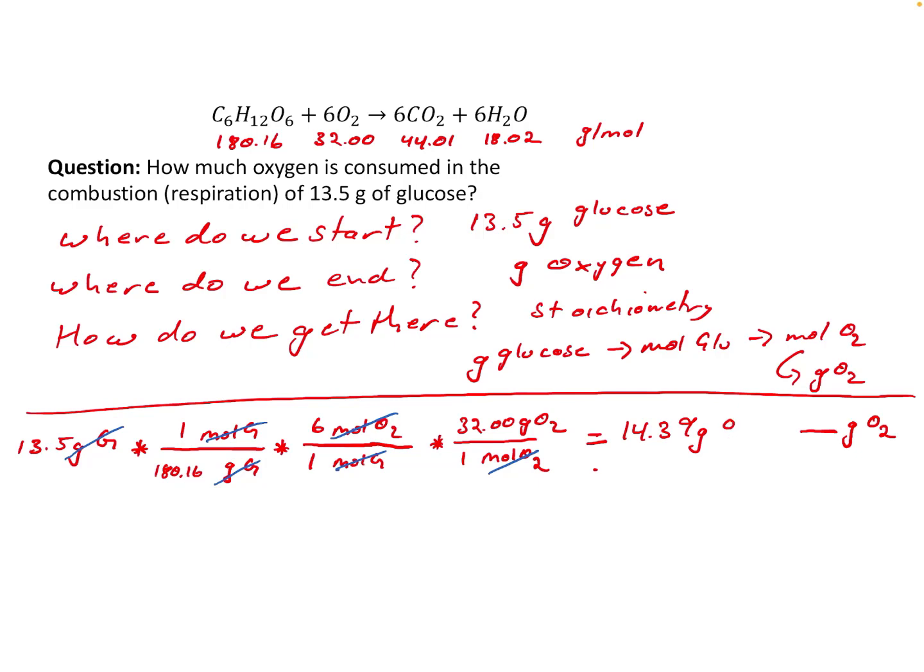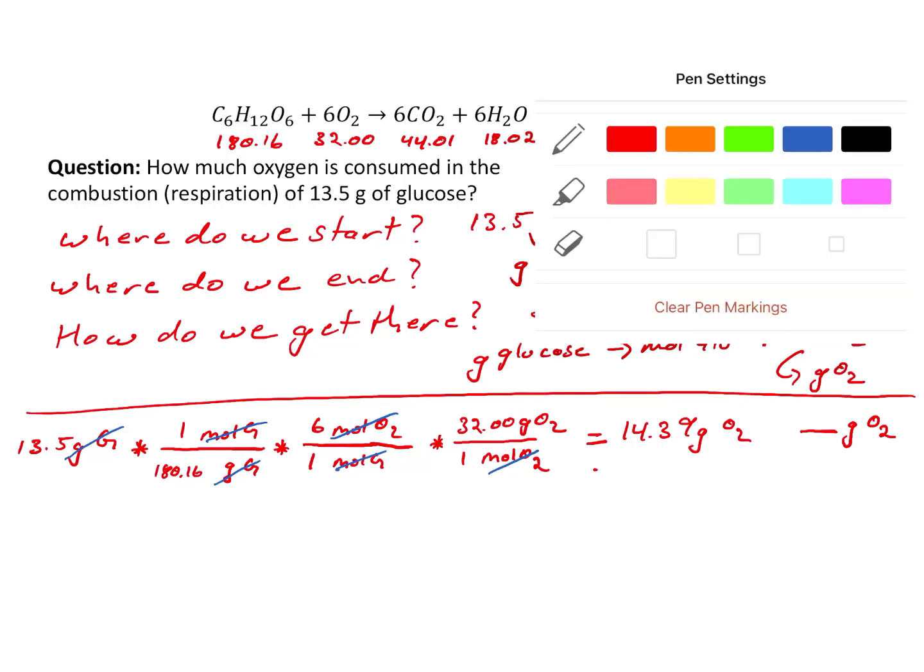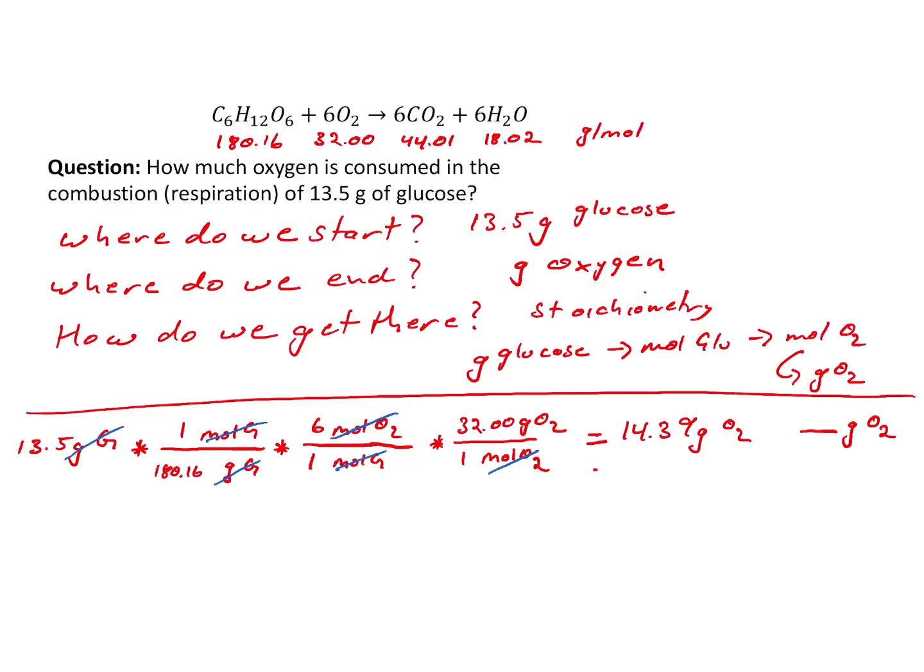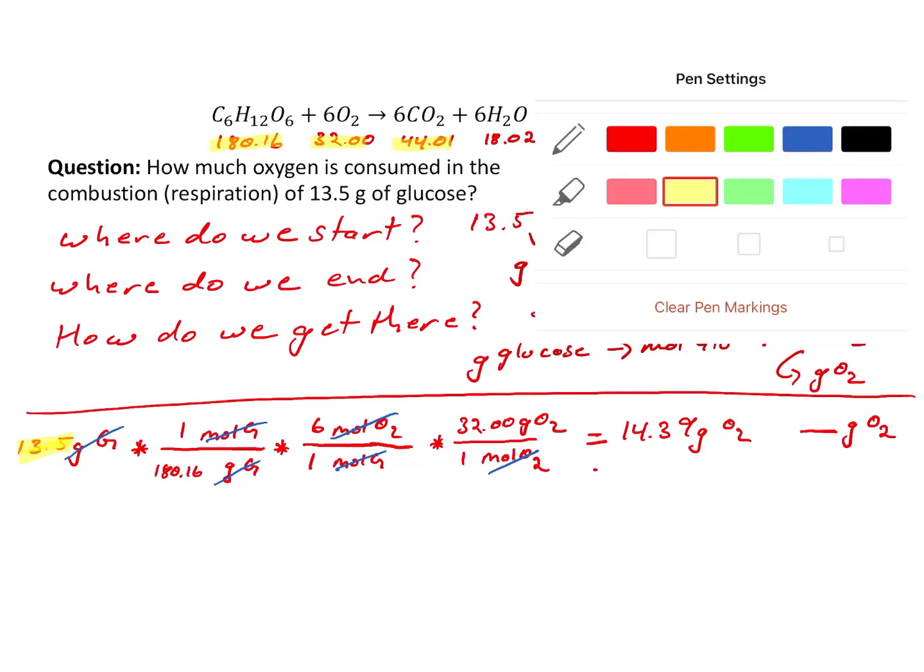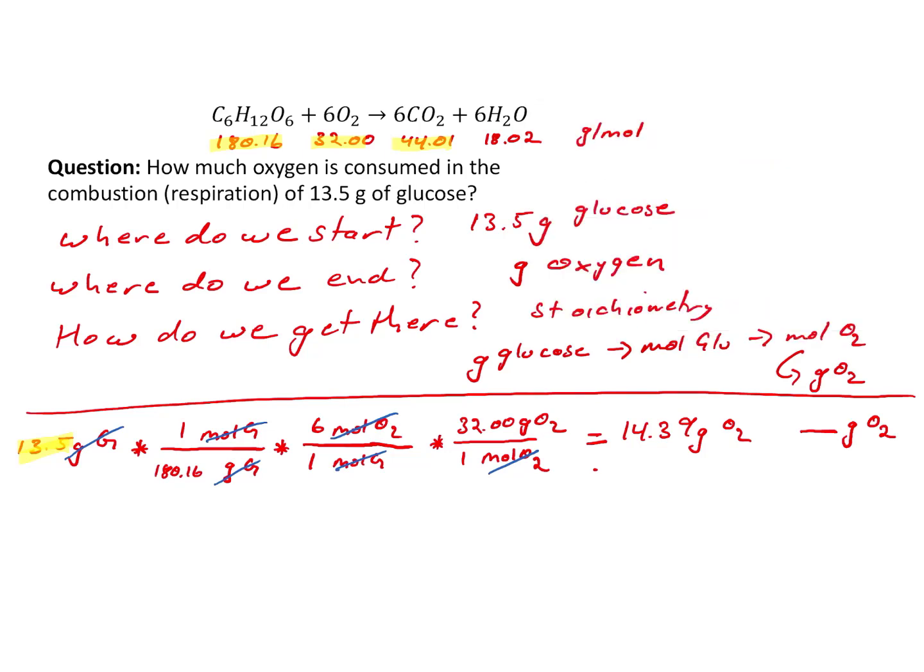14.39 grams of oxygen. So if we take a quick look at the number of sig figs, my molecular weights all have 4 sig figs in them, except for the glucose, it has 5. So there are at least 4 sig figs there. However, my starting amount only has 3 sig figs. So that means that I need to round off my answer to 3 sig figs, and that gives me 14.4 grams of oxygen as my final answer.